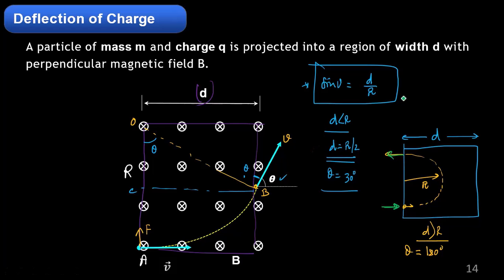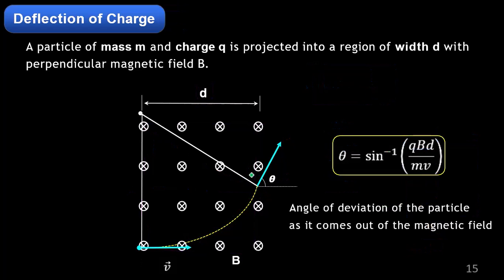Okay. So whenever the region is more than the radius, the particle will complete the semicircle. If the region is less than the radius of the circle, it will not have enough space to complete the circle. Right. So then only a part of the circle will be completed. This is the part of the circle. So the particle will complete a part of the circle, and because it is a part of the circle, the particle comes out at a certain angle. This gives the value of theta. So theta is the angle of deviation of the particle as it comes out of the magnet. Okay, it will come out.